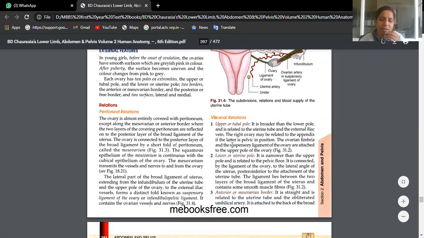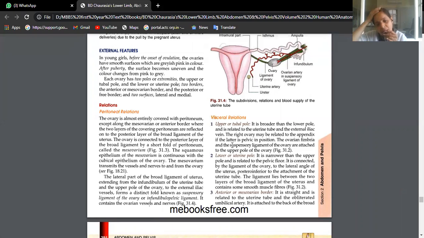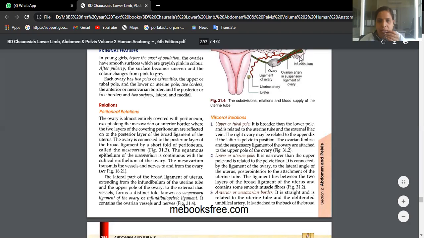This is all reading, because in my PowerPoint which I have taken previously, you will have pictures for each. Just now try to correlate. The right ovary may be related to appendix in pelvic position, and the ovarian fimbria and suspensory ligament of the ovary. You can see these are the fimbria. This is the suspensory ligament, what we are seeing in the upper pole. Then at the lower pole, we have the ligament of the ovary.